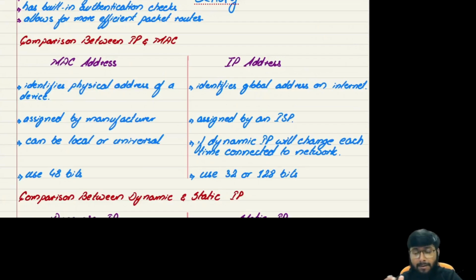A MAC address can be local or universal, but an IP can be static or dynamic. If it's a dynamic IP, it will change each time you log in. But if it's a static IP, it won't change by itself. A MAC address uses 48 bits, whereas an IP uses 32 or 128 bits, depending on whether we are using IPv4 or IPv6.